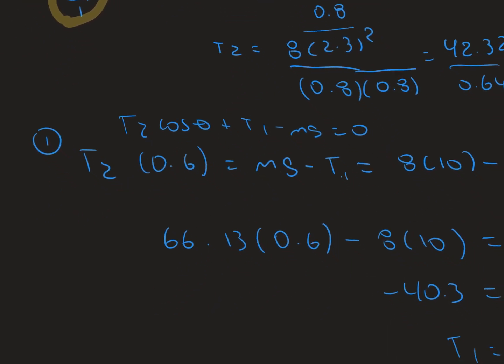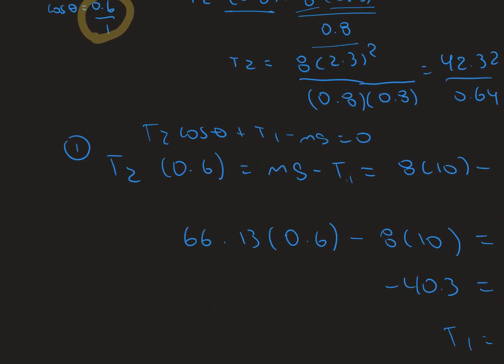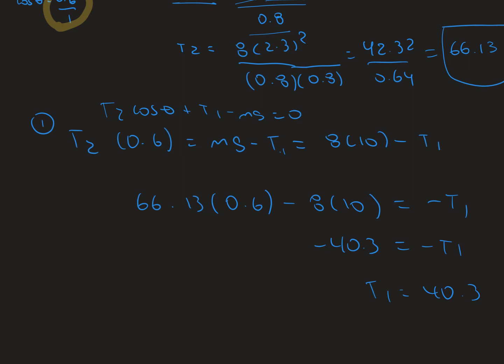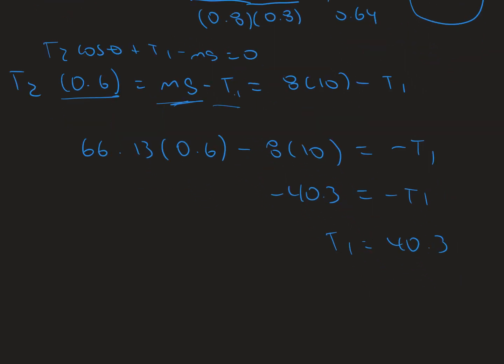Now, to find T1, we have to use equation 1, which goes like this: T2 cosine of theta plus T1 minus mg equals 0. As we do that, we end up with T2 cosine of theta equal to mg minus T1. As we continue doing the algebra, we end up with T1 being equal to 40.3 newtons for tension 1.